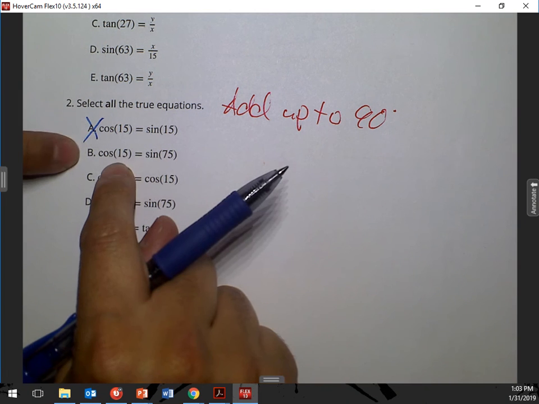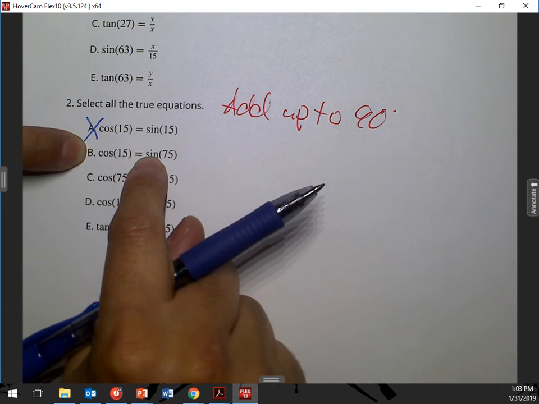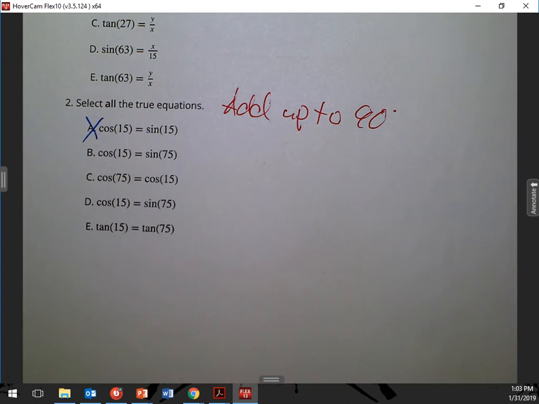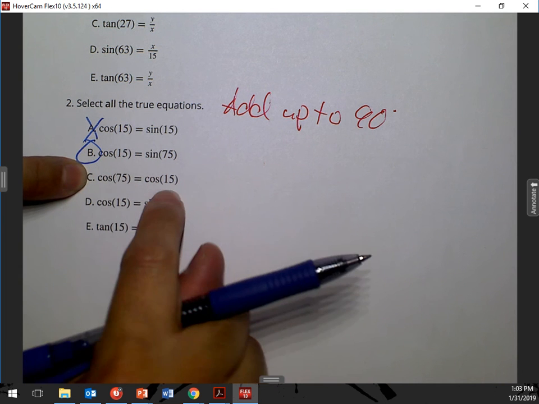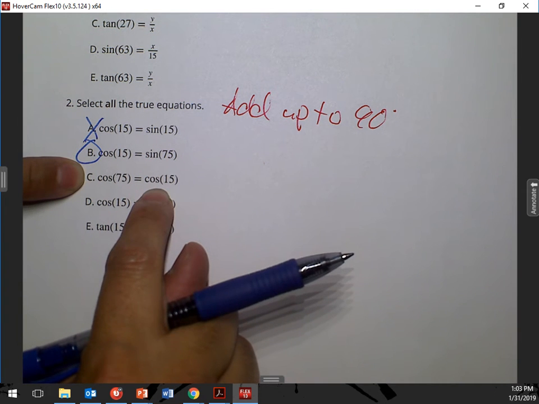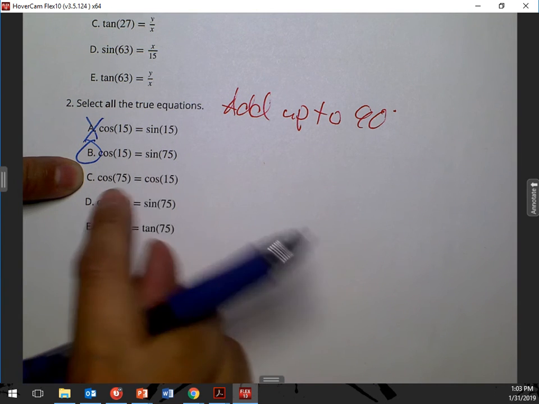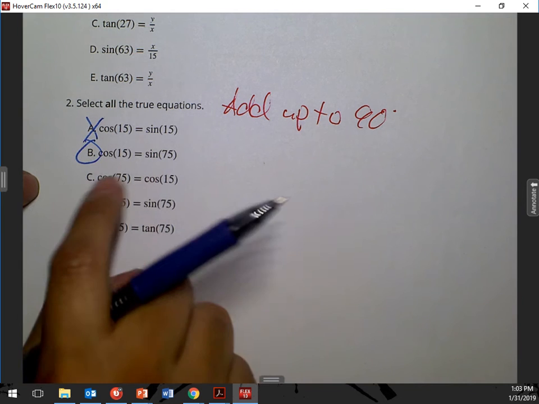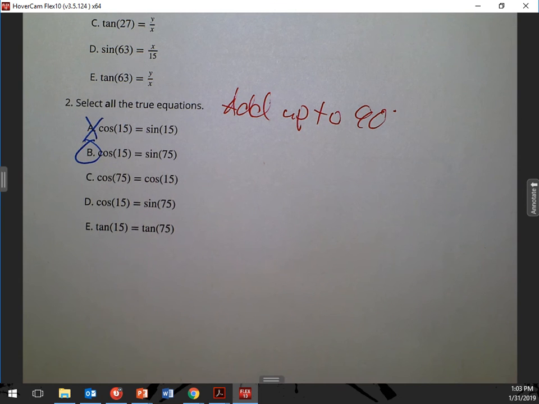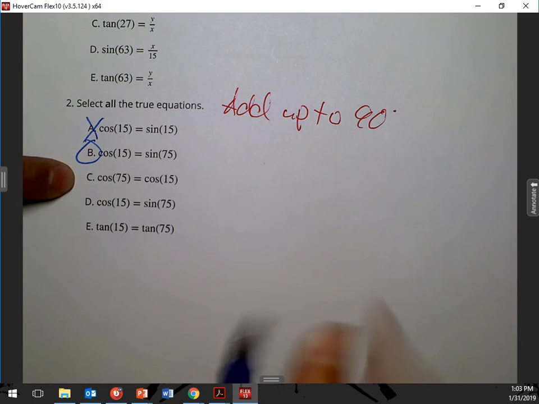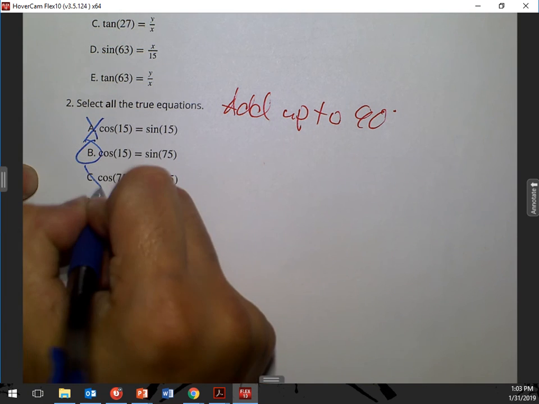Okay, so now, let's try again. Sine and cosine right here. What do those two add up to? 90. So what do I put there? Circle. 75 and 15 right here. But what is the problem here? Are these co-functions? No, because it says cosine, cosine. Cosine, cosine do not work. So therefore, none. What do I put? X gets the spot.